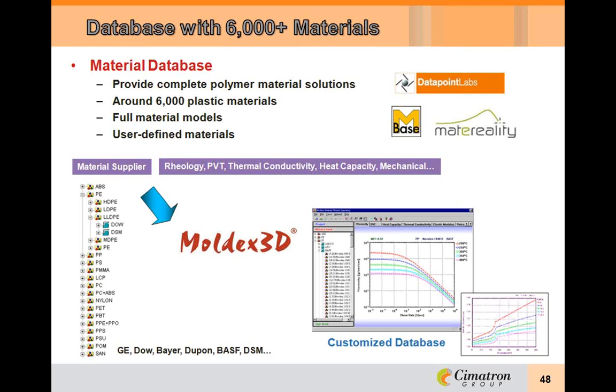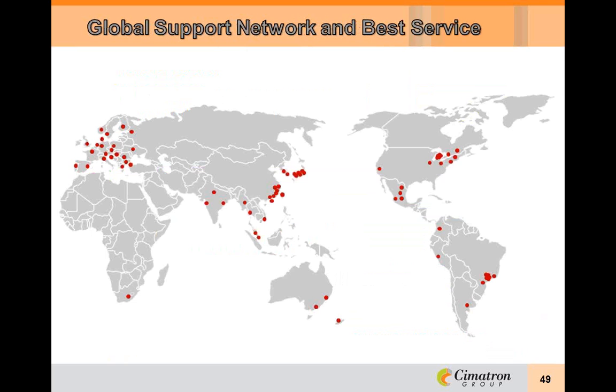An extensive material database comes standard with Moldex3D. Any materials that are not in the database can be added easily. Best-in-class technical support can be accessed globally. And the North American office is in Novi, Michigan.